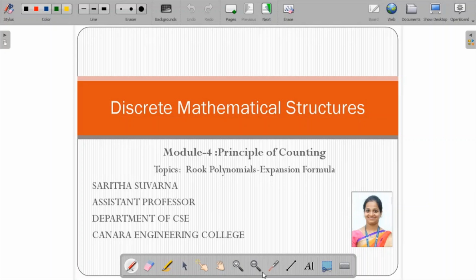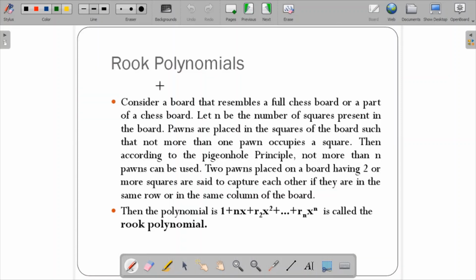The next concept is based on Rook polynomials, in which you have a Rook polynomial formula, as well as the expansion formula. So two formulas we are going to see, the Rook polynomial as well as the expansion formula, under the principles of counting. So let us go to the definition of Rook polynomials.